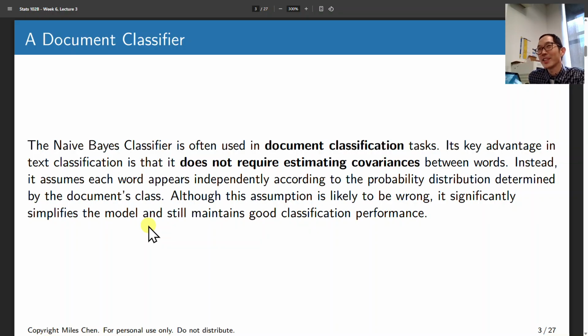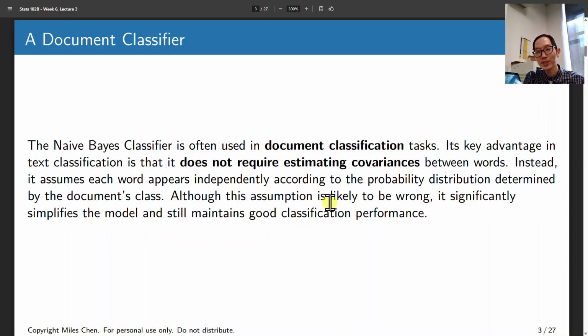We'll just say, if there's an article and it's about sports, then team will probably be a little bit more likely. Player might be a little bit more likely. If there's an article about politics, then words like senator will be a little bit more likely. Words like president and law and Congress might be a little bit more likely, but we're not going to worry about the covariances, okay?